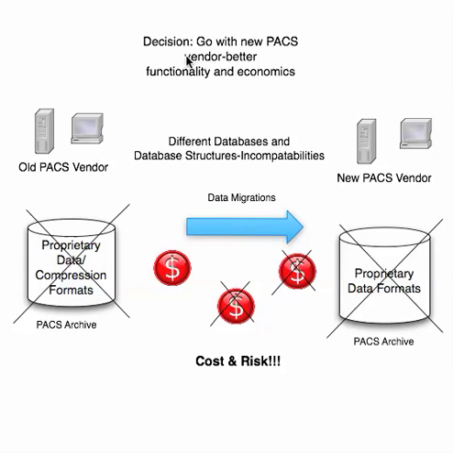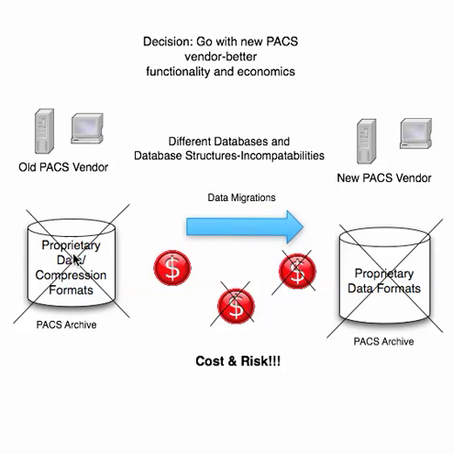Let's say you've decided to go with a new PACS vendor, found some better functionality, better economics, better pricing, and just found a solution that better fits your business model. Okay, well, great. Your maintenance contracts are terminating in 60 days, so great time to switch vendors. You budgeted for data migration, you budgeted for the new solution, great. Let's go. Whoops, no, not so fast.